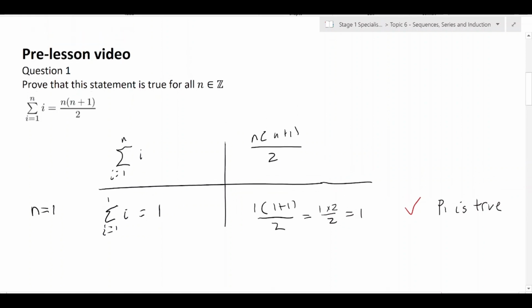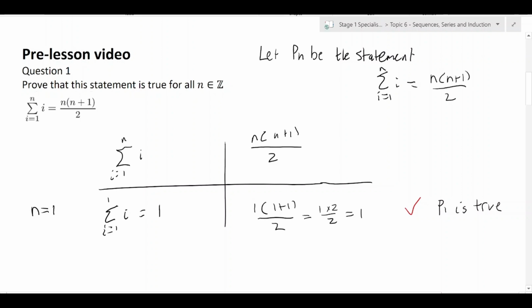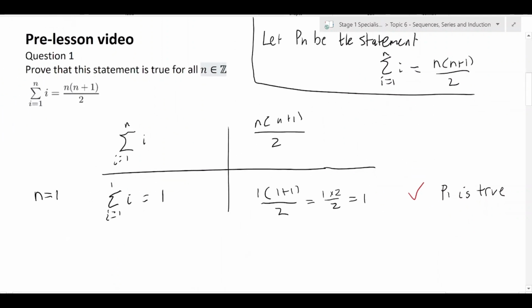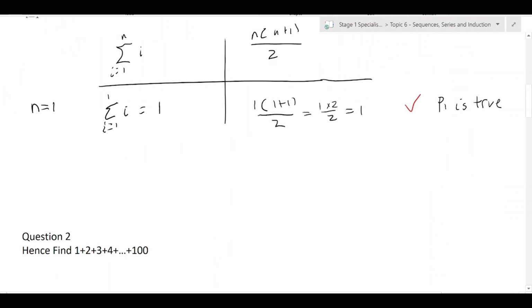And usually what you do is you say let Pn be the statement that the sum i equals 1 to n of i equals n(n+1)/2. So this is the statement we're trying to prove, and we've proved that it's true if n equals 1. So that's good. Basically what we're going to try and do is prove that it's true for all n values.